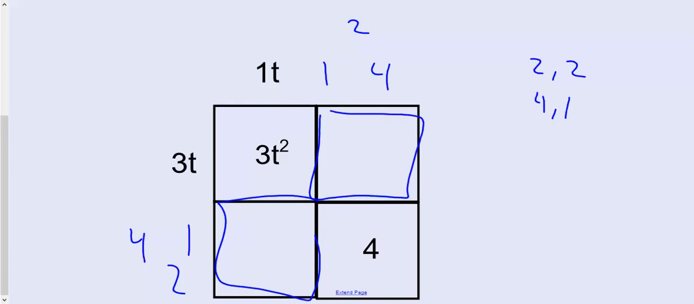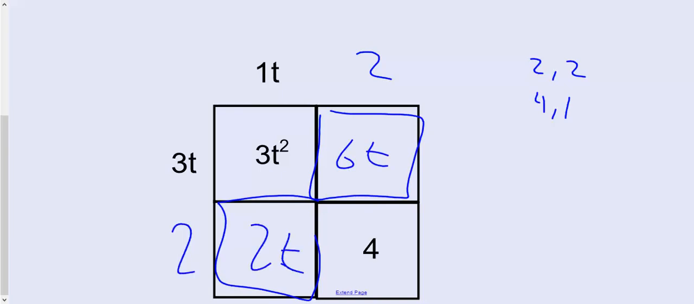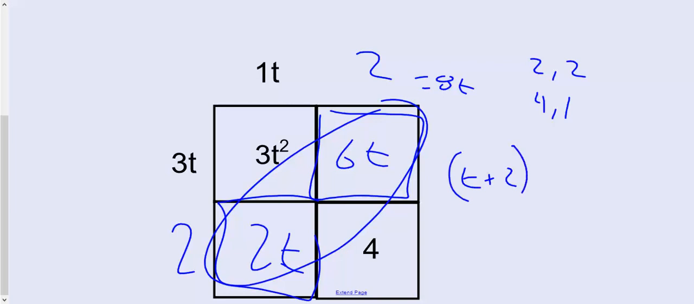So let's go with 4. No, 2. It's going to be 2 and 2. Because if I put a 2 here, and like I said, you're just going to have to play around with this. I'm going to erase these here. Put a 2 there, that gives you 6. If you put a 2 here, 2 times 1t is 2t. So together those give you 8t. And so that's what we're looking for. So our factored form is t plus 2, and then 3t plus 2.